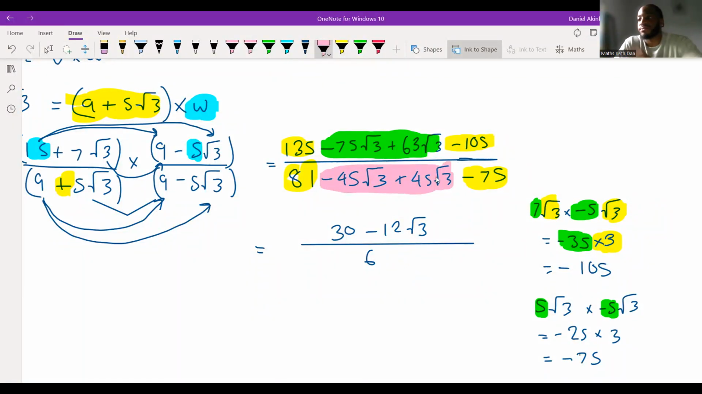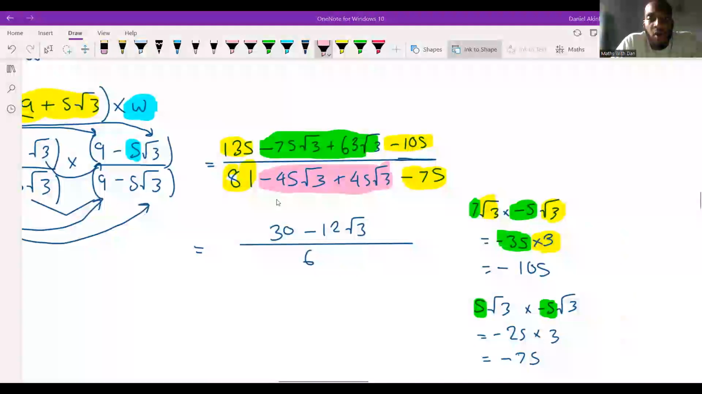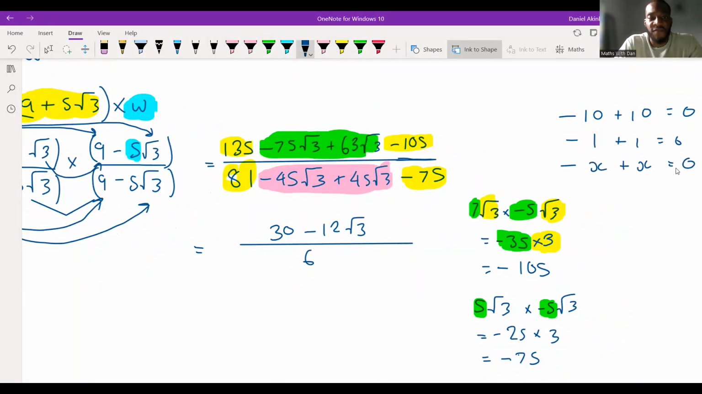What happens to these two? Right, exactly. All careful. So yeah, they cancel out. But remember, somebody just put just root 3. Remember, we've got minus 45 root 3, right? Plus that same thing. So remember, minus 10 plus 10 is 0. Minus 1 plus 1 is 0. Minus x plus anything else is 0. If you minus something and add it to itself, it's going to cancel out.